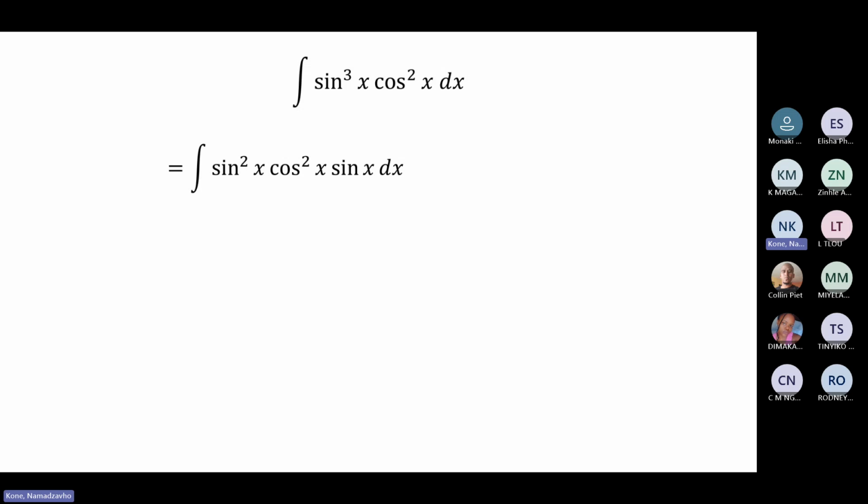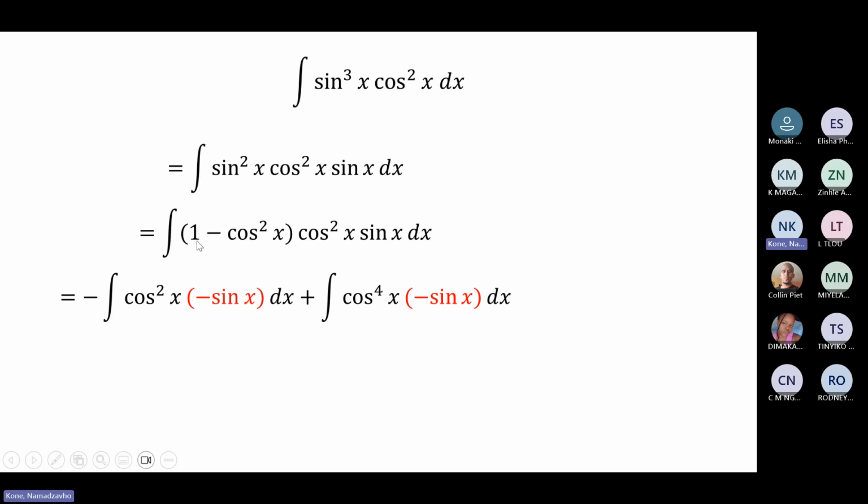So what you do, you go to identities and replace this one with its equivalent, which is 1 minus cos squared. Now you've got your cos squared and the cos squared here. So when you take all these three things and multiply them inside the bracket, you get that.